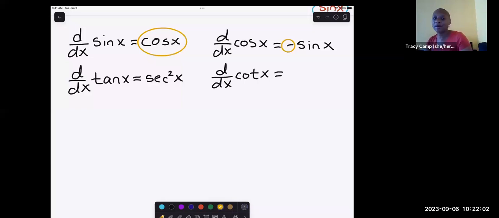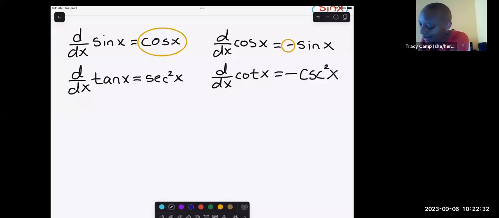So if we think about that difference, when we look at the derivative of tangent, it is secant squared x. The derivative of cotangent also has a minus, and notice the secant doesn't have a co in front of it. So the derivative of cotangent is negative cosecant squared x.